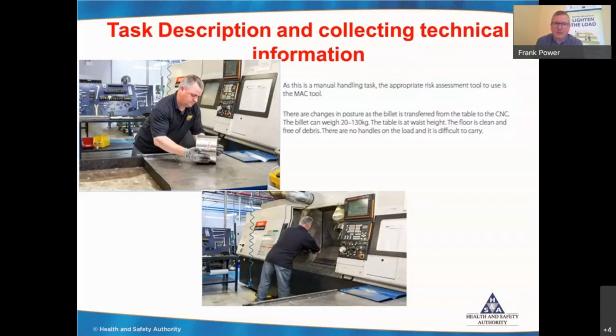So this guy is basically handling a part and transferring it into a machine for machining. The part is very heavy. It's up to 75 kgs in weight. There's lots of posture issues here in terms of bending and twisting at the same time. So there are significant risks here.